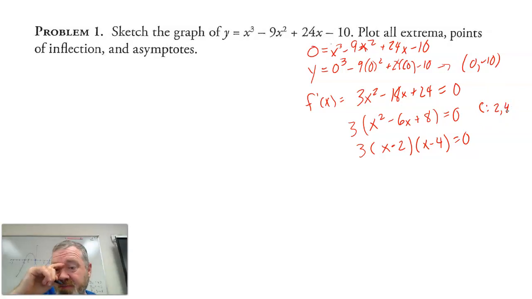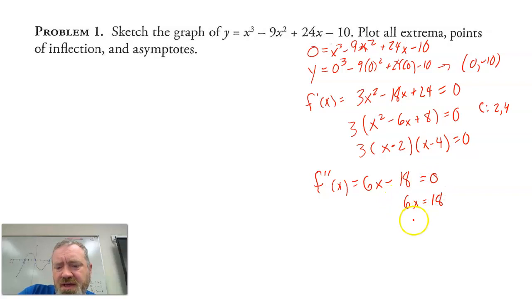Right? All right, now what do we want to do with those critical values? We could set up to see where the function is increasing and decreasing. If we wanted to, we could do that timeline and put some values in there. We've just been practicing going straight to the second derivative, so let's do that next. Second derivative is going to be 6x minus 18. And so if we set this equal to 0, 6x equals 18, and x is equal to 3. And so we have an inflection point at 3.